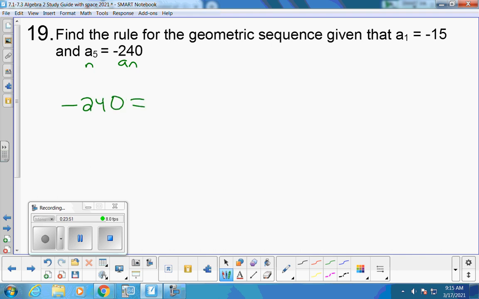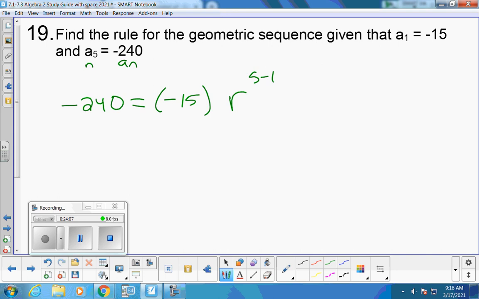All right, so AN is 240, A1 is negative 15, we need to solve for R, and N is 5. Is that looking better now? We're looking good on my setup?